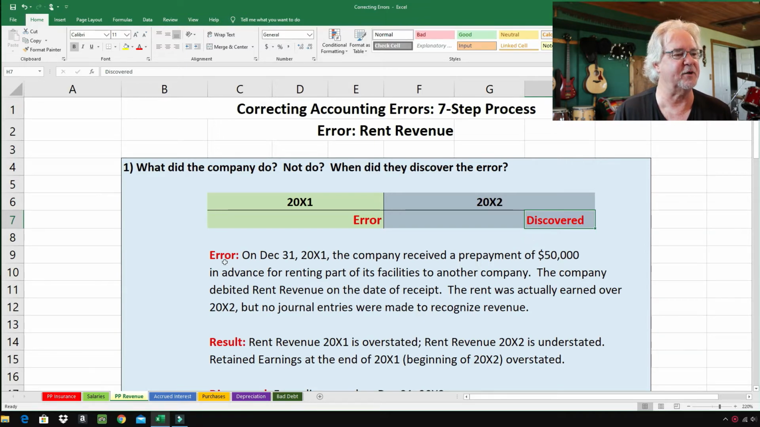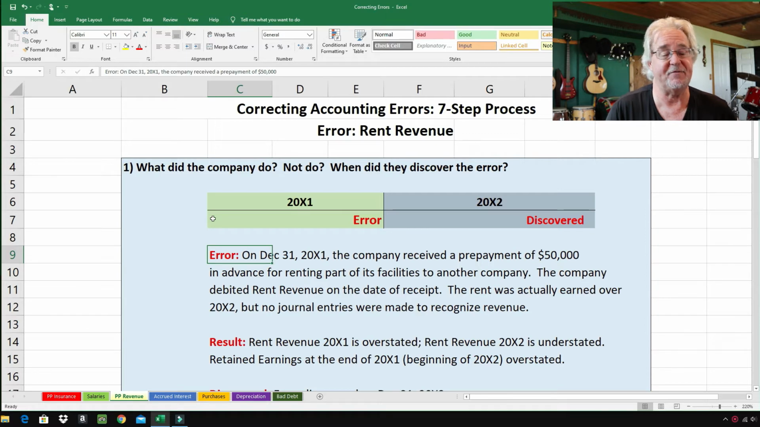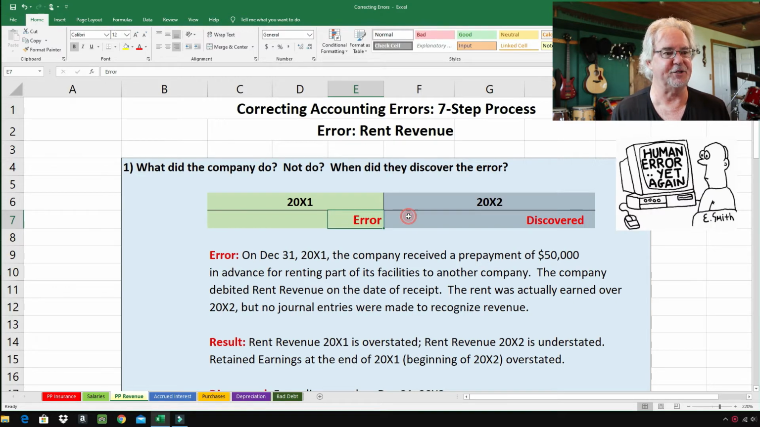So here's the error specifically. On December 31st, 2001, the company received a prepayment of $50,000 in advance for renting part of its facilities to another company. The company credited rent revenue on the date of receipt, which was the end of 2001. And the rent was actually earned over 2002. They claimed rent revenue in 2001, but they should be claiming it in 2002. So there's the mistake.